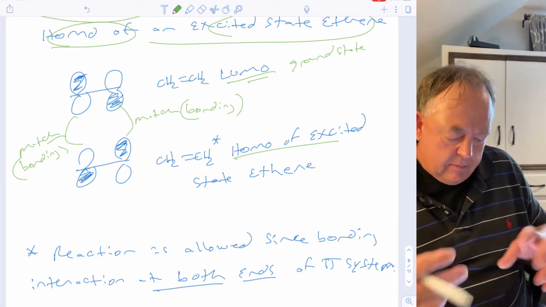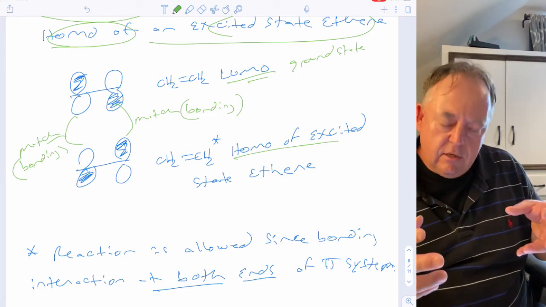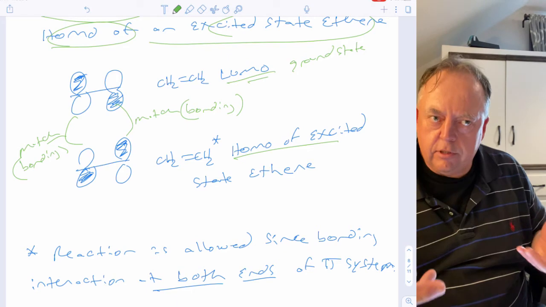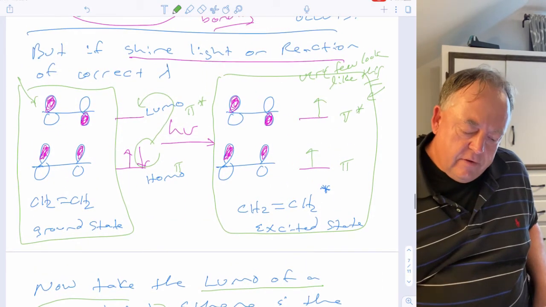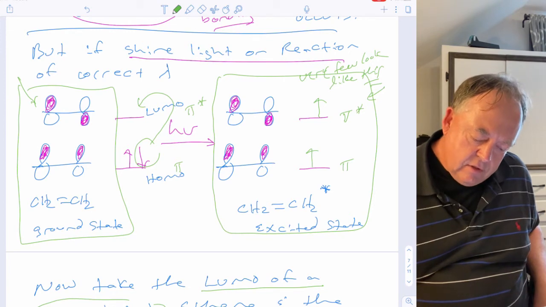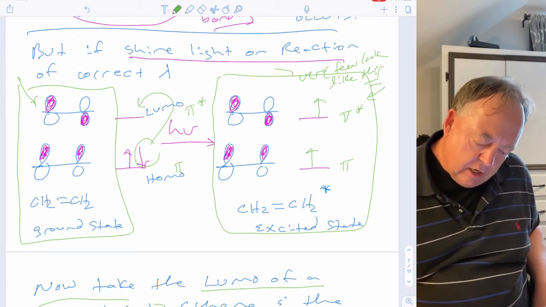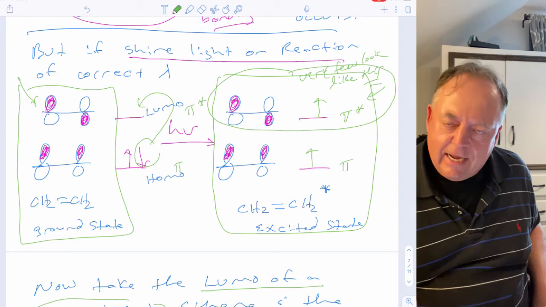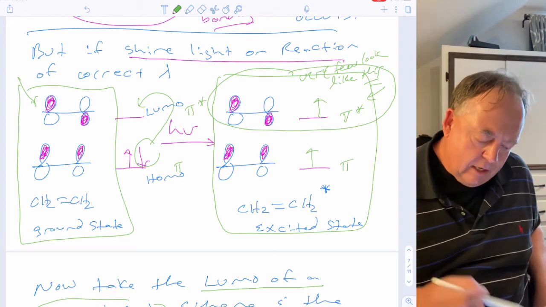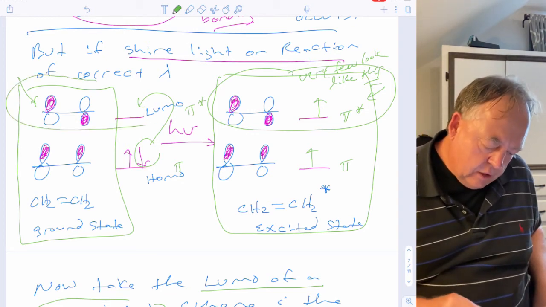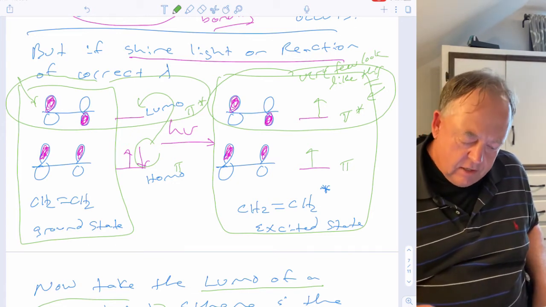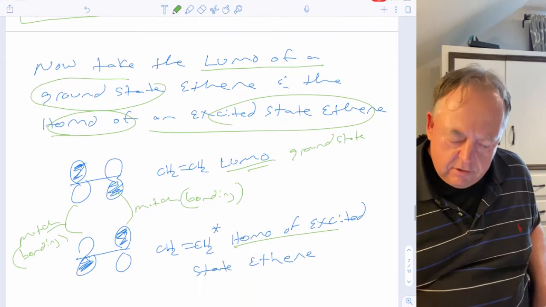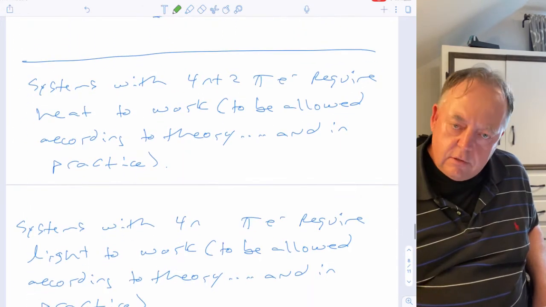Both ends of the pi systems have bonding interactions, so the theory would predict that this reaction works. How many electrons are involved? There's only one electron, right? Because this would be the highest occupied orbital of the excited state ethylene. It has one electron, and this would be the lowest unoccupied orbital of the ground state ethylene. It doesn't have any electrons, but one electron is sufficient to make the two bonds.